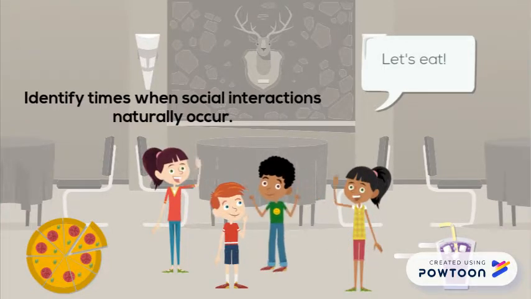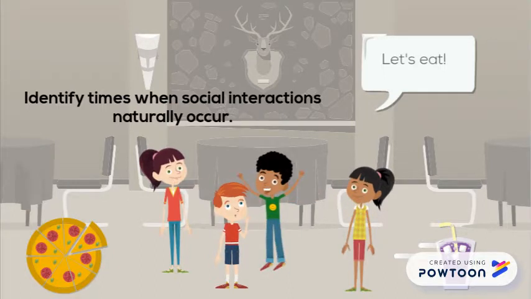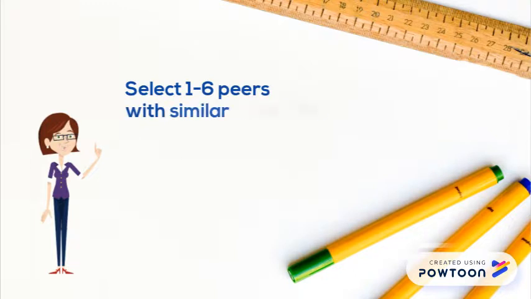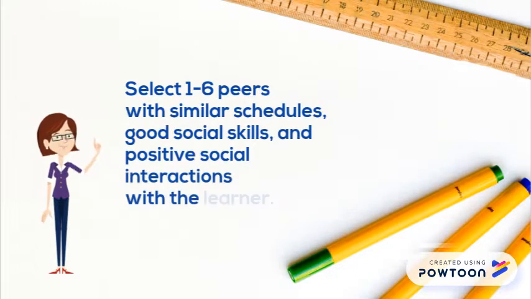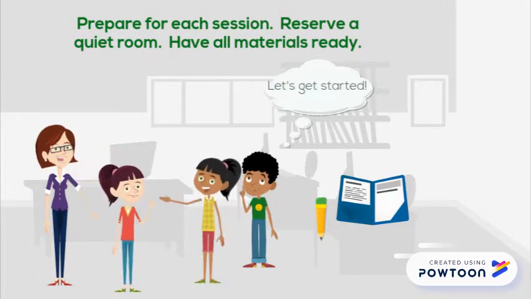PMII requires planning. Target times during the day when students naturally interact, such as lunch. You want to train peers who have similar schedules, have good social skills, and have positive social interactions with the learner. Reserve a quiet room for each weekly training session and have all your materials ready and close at hand.